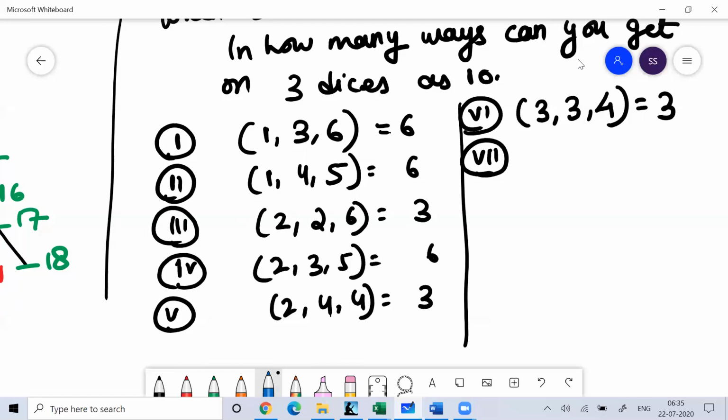I don't know. Still, I don't know. Did I get the sum 10, 27 or not? 6 plus 6 is 12. 12 plus 3 is 15. 15 plus 6 is 21. 21 plus 3 is 24. 24 plus 3 is 27.